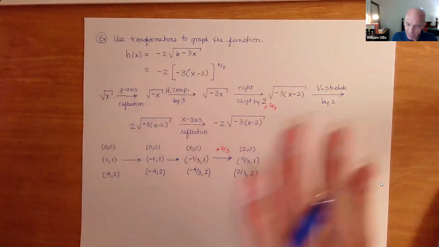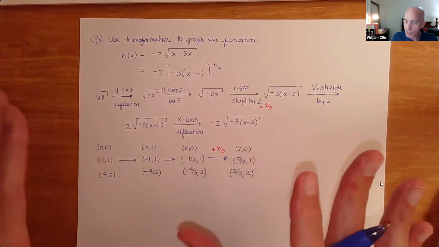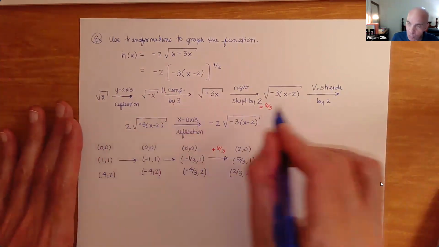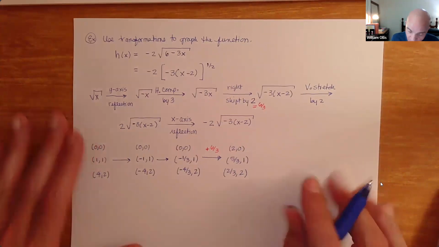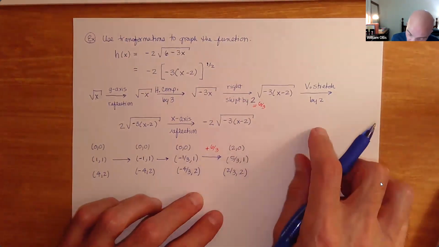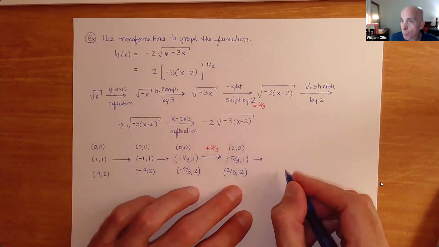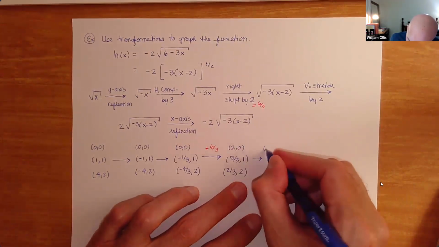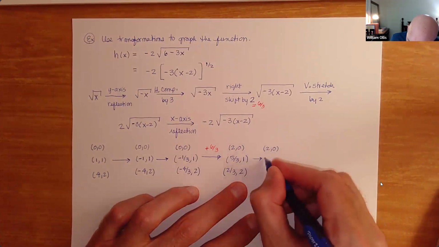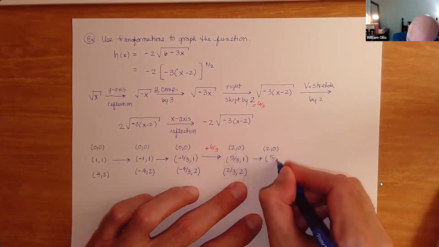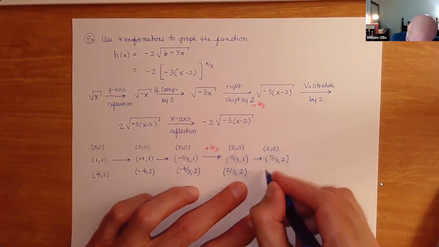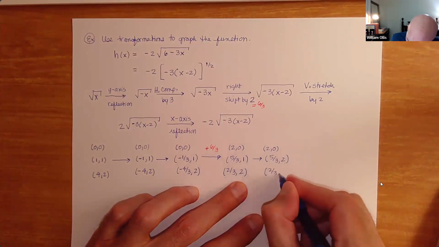Everything is there. Just make sure your order's good, and you can always verify that as you go through each of the steps. Now we've got the right shift that we've done. Now we knew a V stretch by 2. So multiply all of the y coordinates by 2. So we have 2, 0. We have 5/3, 2, and we have 2/3, 4.